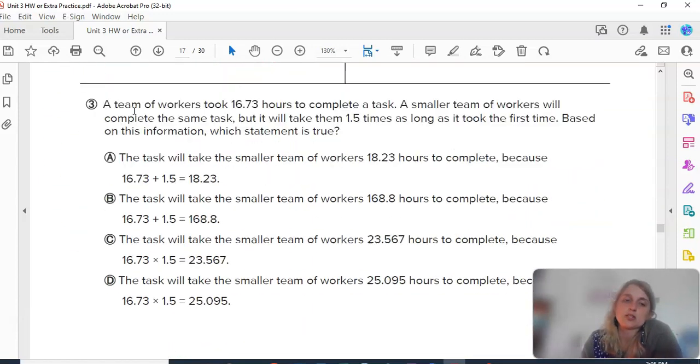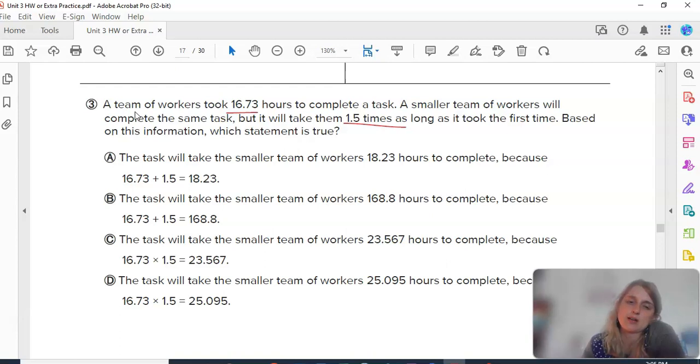Number 3 is a multiple choice question. You cannot just pick a random one. I need evidence that you thought it through. A team of workers took 16 and 73 hundredths of an hour to complete a task. A smaller team of workers will complete the same task, but it will take them 1.5 times as long as it took the first team. Time. Based on this information, what statement is true?